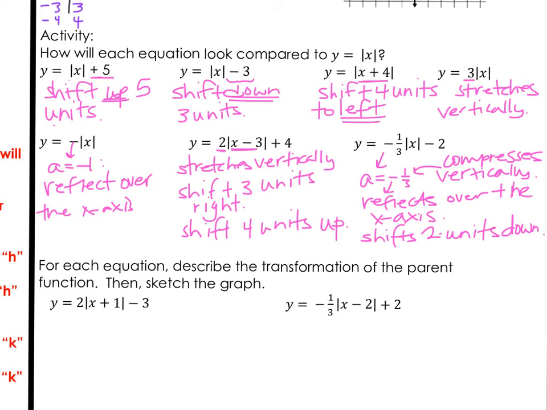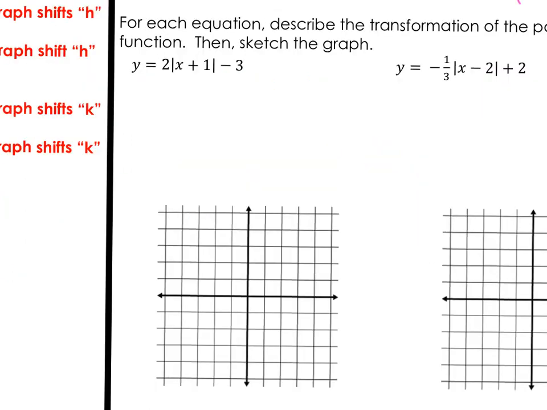Let's see if we can apply these types of transformations and sketch the graphs below. Like the equations up above, the first thing we'll do is describe the transformations. And then we'll see if we can use those descriptions to sketch the shape of the graph. y equals 2 times the absolute value of x plus 1, minus 3. So to describe this, I'm just going to go from left to right. I notice the a value is 2. If a equals 2, that means this graph will stretch vertically.